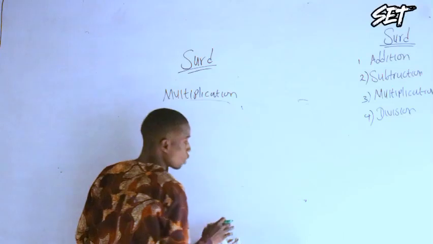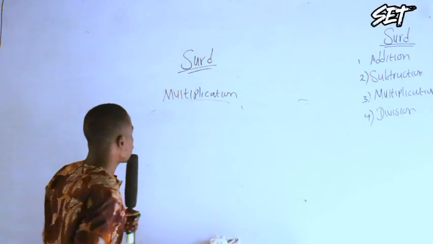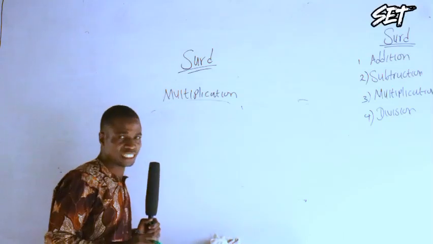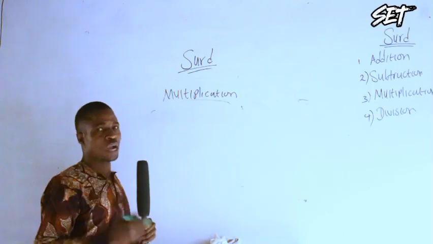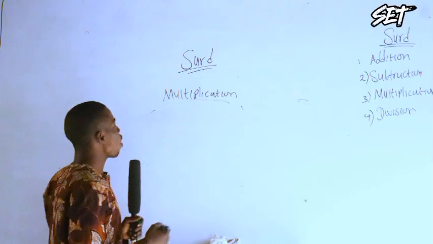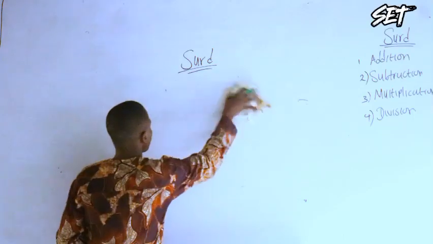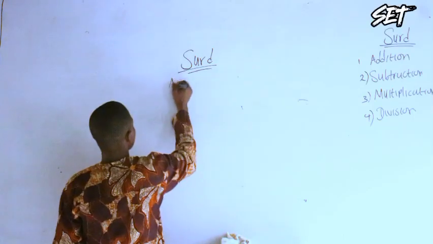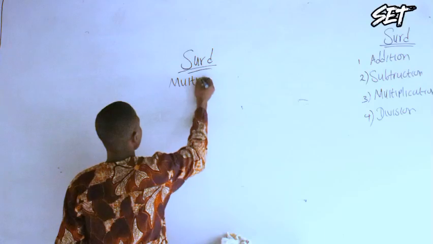Now, I want us to look at an example of that question. Please make sure you are writing it, because that's the key. When you are writing, it will give you more understanding of what we are really doing. Multiplication, don't forget.